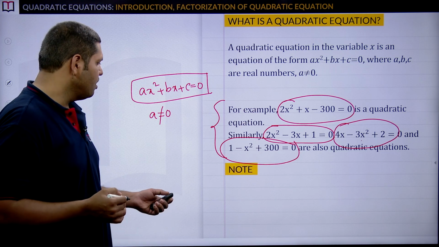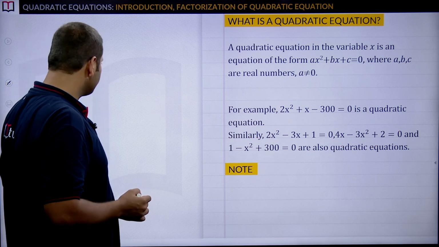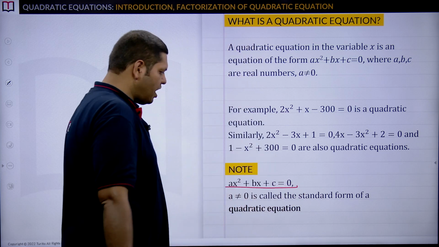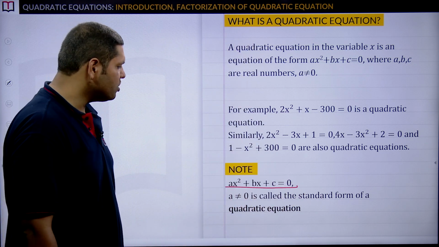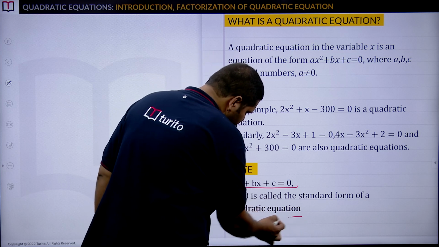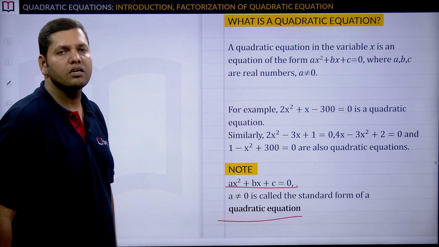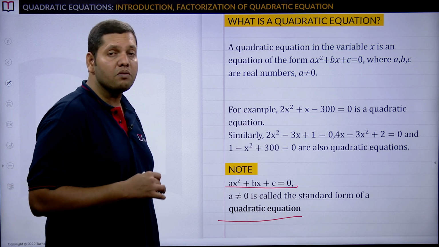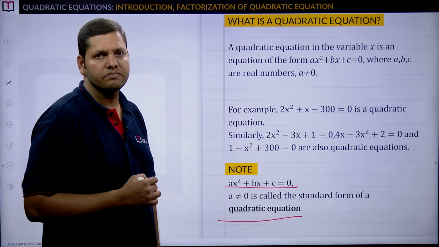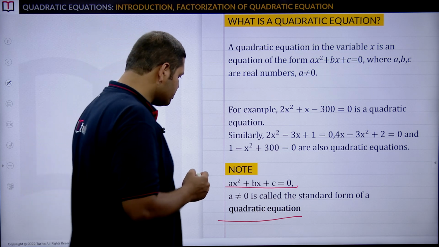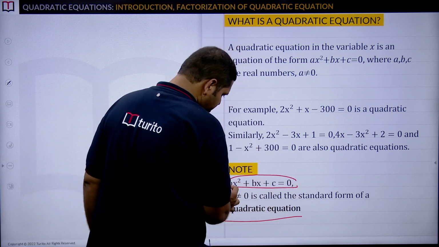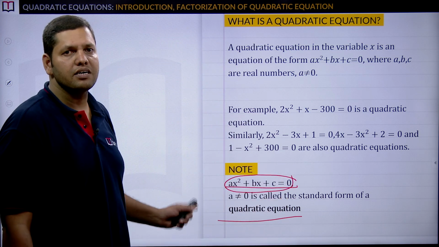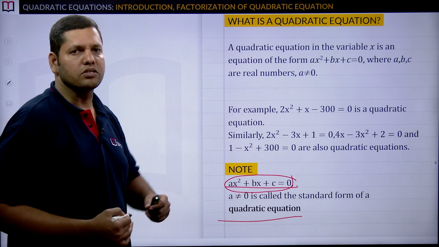Okay. And children, look here, there is a note point. Ax square plus bx plus c is equal to 0, where a is not equal to 0, is called what, children? A standard form of a quadratic equation. Children, remember this point. So, ax square plus bx plus c is equal to 0 is nothing but what? A standard form of a quadratic equation. Okay. So, this form we can say is a standard form of a quadratic equation.